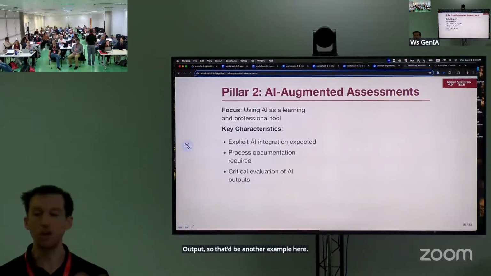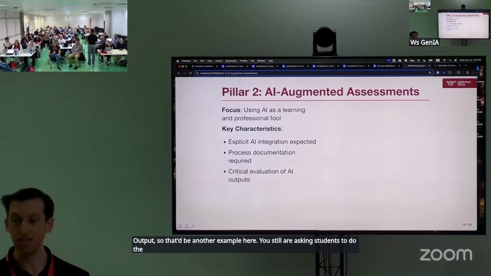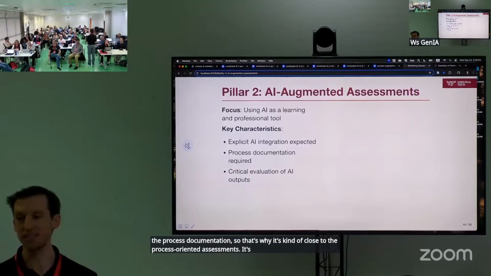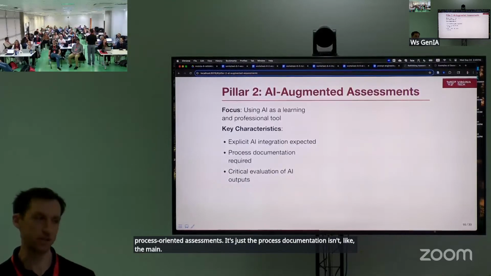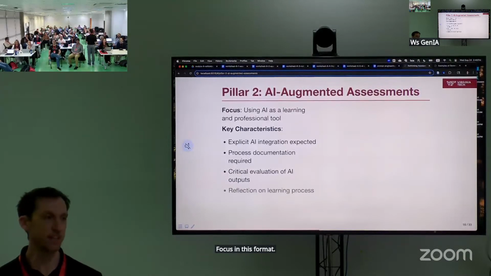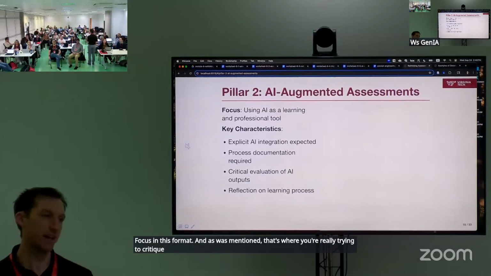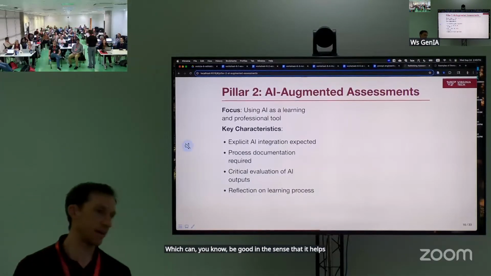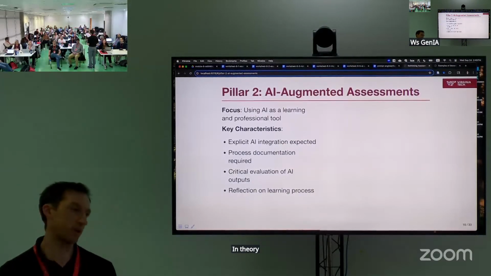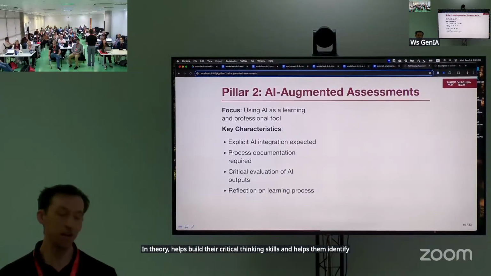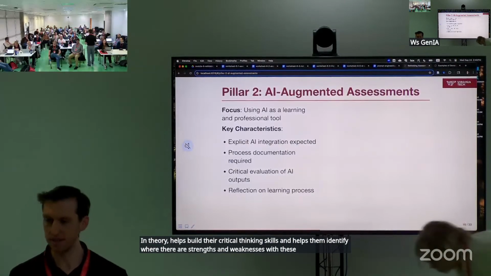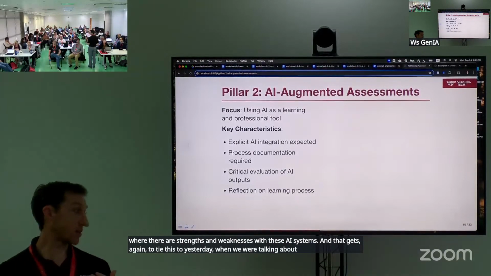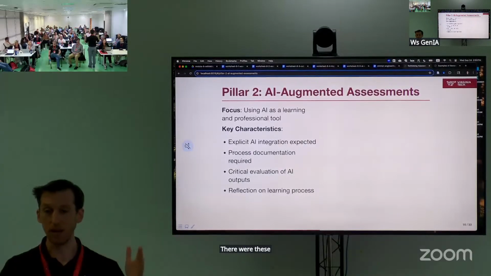You still are asking students to do the process documentation. That's why it's close to the process-oriented assessments. It's just that the process documentation isn't the main focus in this format. And as I mentioned, that's where you're really trying to critique the AI output, which can be good in the sense that, in theory, it helps build their critical thinking skills and helps them identify where there are strengths and weaknesses with these AI systems. And that gets, again, to tie this to yesterday, when we were talking about metacognition, there were two parts of metacognition.